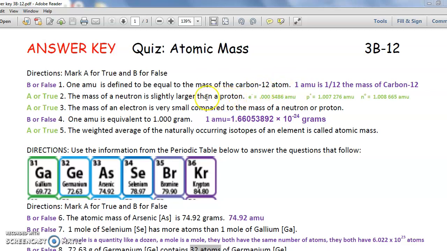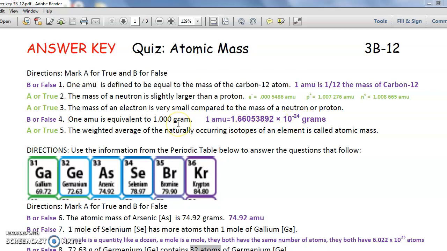somewhere in there. Number 2, the mass of a neutron is larger than a proton. That is true. Protons are 1.007 AMUs. Neutrons are about 1.008 AMUs. Or if we round it, it would be 1.009 if we round up. Number 3, the mass of an electron is very small. Absolutely. If you take a look at our numbers right up here, an electron is 0.0005 AMUs, where protons and neutrons are a little over 1 AMU. So an electron is way, way, way less massive.